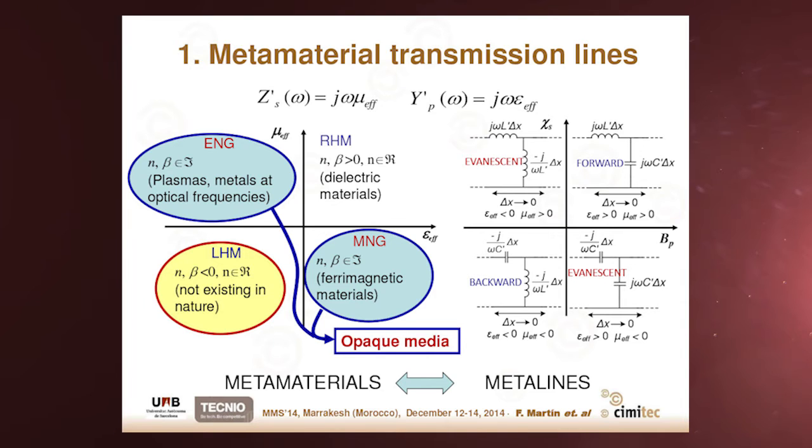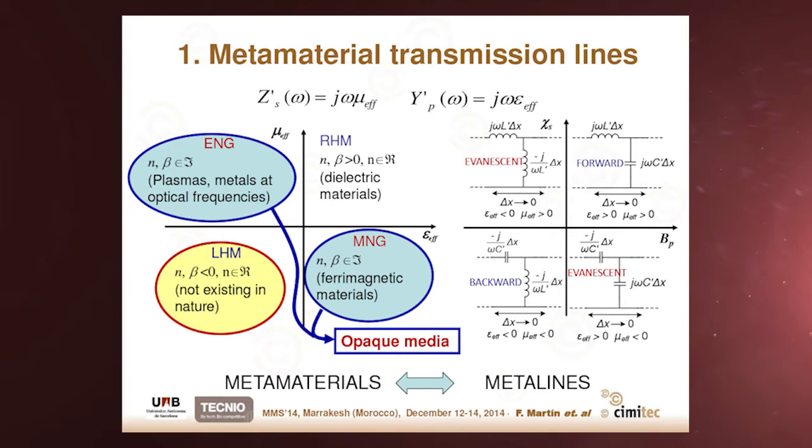So, essentially, if the material parameters are positive, we have wave propagation which is conventional or forward, okay? If only one of these parameters is negative, the structure is opaque. But if both are negative, then transmission is allowed, but with backward wave or left-handed wave propagation. The phase constant is negative, okay, rather than positive.